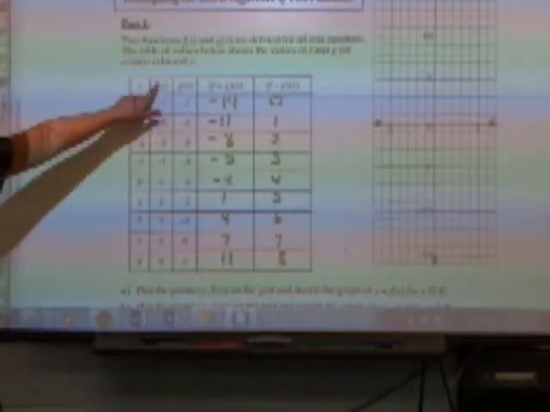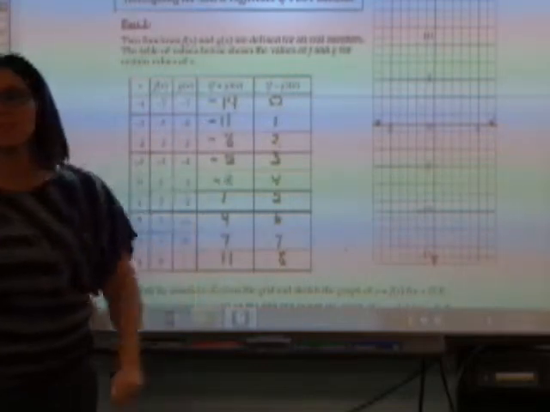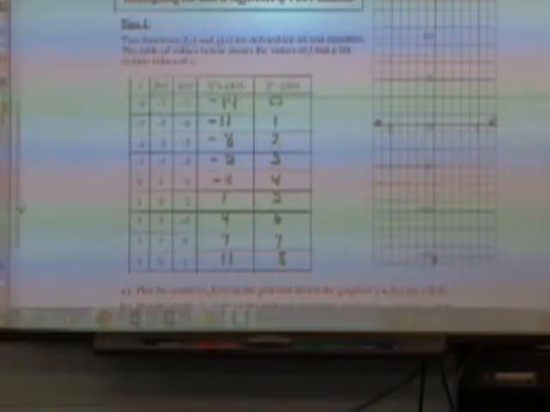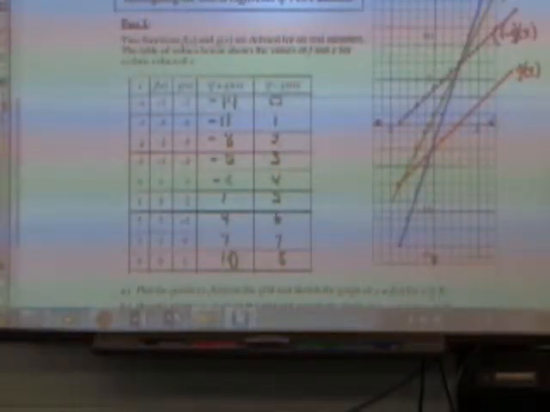Then I would like you to sketch these 4 graphs. I'd recommend using different colors, so I can give you different colors to use, but sketch the 4 grids. What do you notice about all of these functions? What kind of functions are they? They're linear. When I added the linear functions, I got a linear function. When I subtracted the linear functions, I got another linear function.